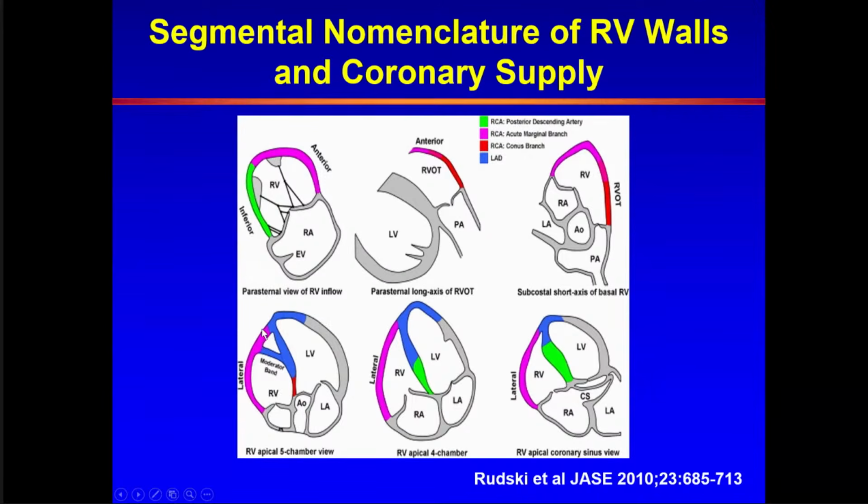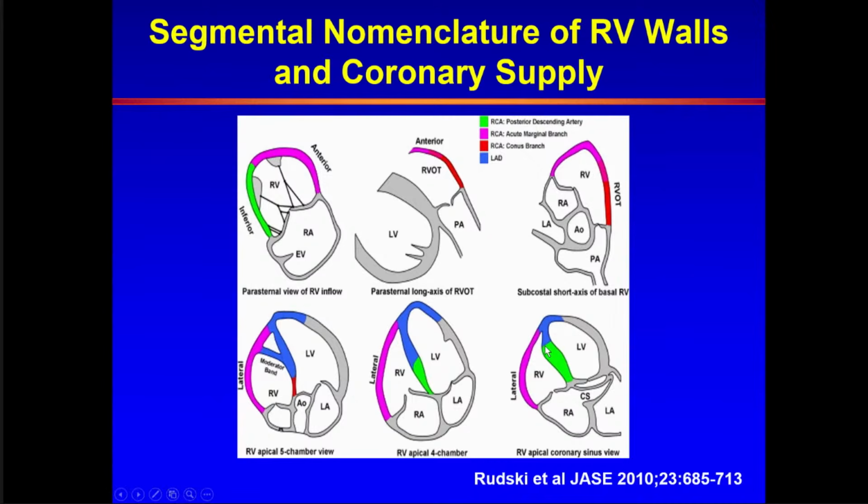When we look at the lateral wall of the RV, it gets its blood supply from the acute marginal branch of the right coronary artery, whereas the moderator band and the apex of the RV, as well as the distal septum, get their blood supply from the left anterior descending coronary artery, which can explain the apical dysfunction that you see sometimes in the RV apex in patients with an LAD stenosis.